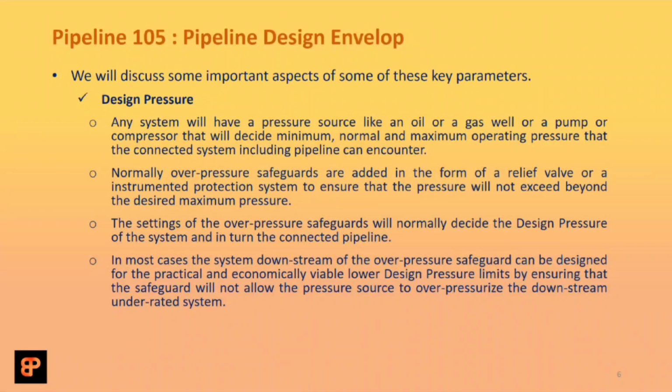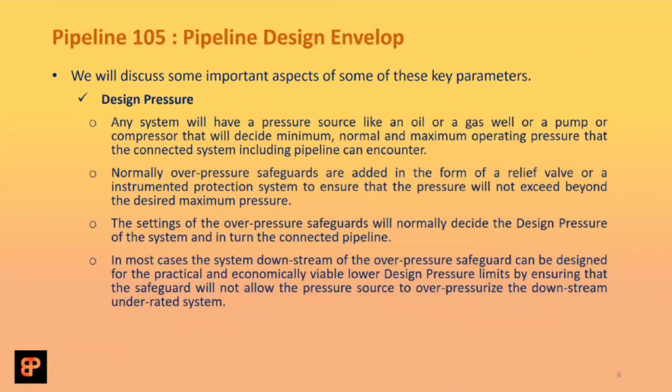So in most cases, the system downstream of the overpressure safeguard can be designed for practical and economically viable lower design pressures. So as I said, if the upset condition can happen, then it will be detected by the safeguard very close to the pressure source, so that only up to that section will be designed for high pressure, and the downstream system can be designed for lower pressure. By doing that, we can reduce the thickness of the pipeline and equipment, and the whole system, the station as well as the pipelines, and economically it will mean less capital investment requirement.